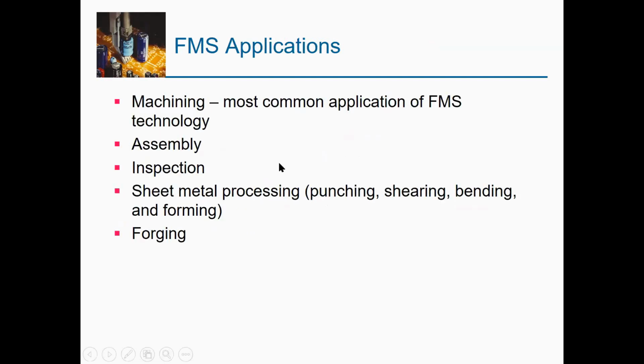The application of flexible manufacturing systems are in the machining. Most common application of FMS technology. The assembly, inspection is also can be done by the FMS technology. Sheet metal processing, the punching, shearing, bending, and forming. Right, these are also been involving some computer-aided design and computer-aided manufacturing and their interface. Forging processes are also done through the FMS technology, and these all are the advanced technology.